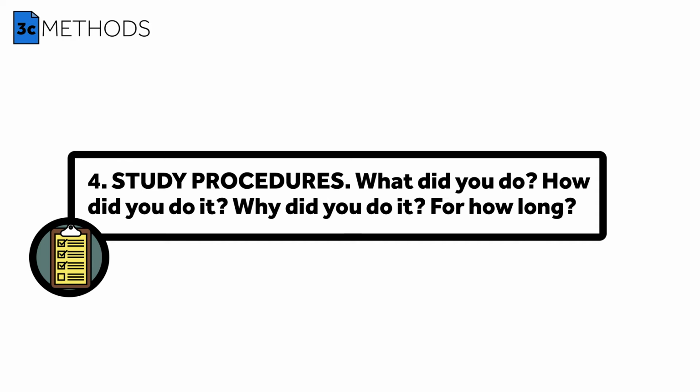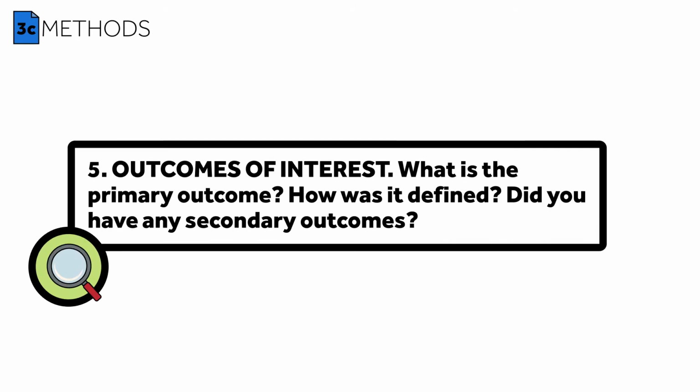A fourth consideration is the study procedures. What did you do? How did you do it? Why did you do it? For how long? A fifth consideration concerns your outcomes of interest. What's your primary outcome? How was it defined? Did you have any secondary outcomes? Subgroup analyses? It's important here not to deviate from the plan that you developed prior to beginning the study. Don't pick new outcomes if the old ones didn't go according to plan.